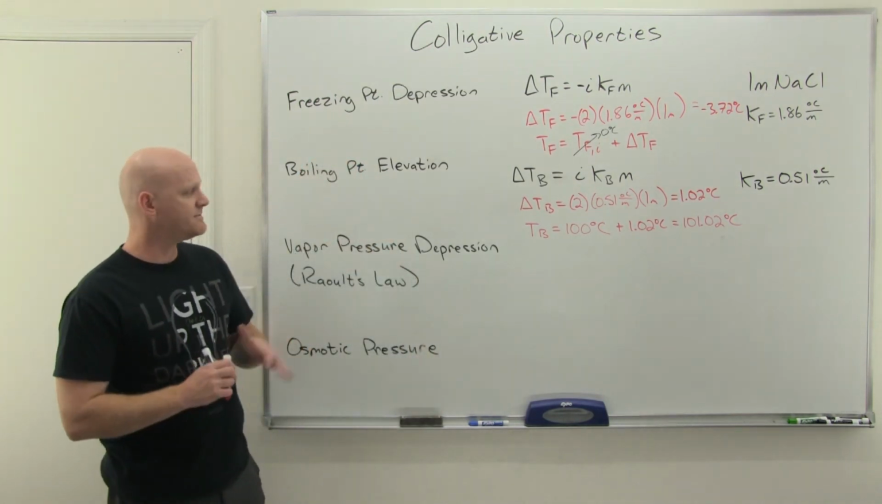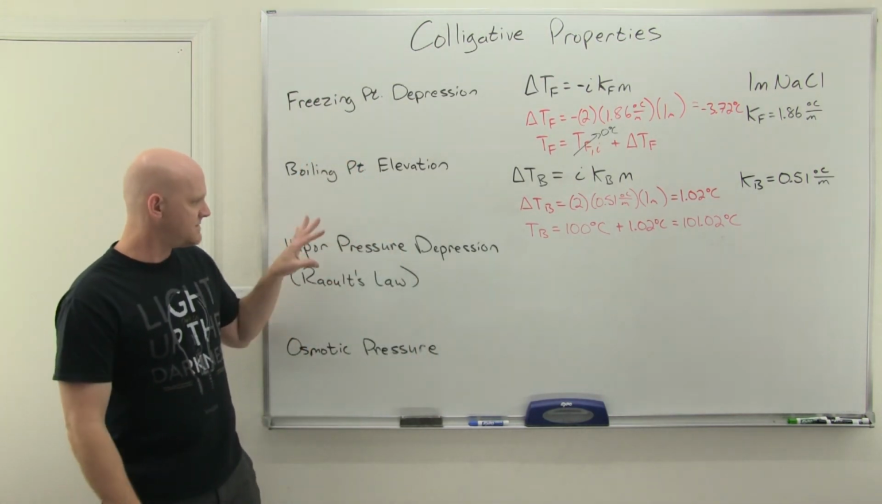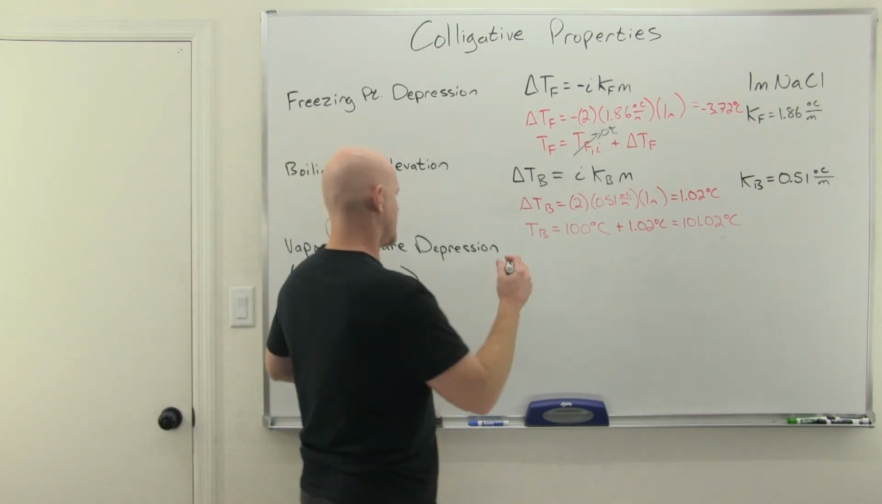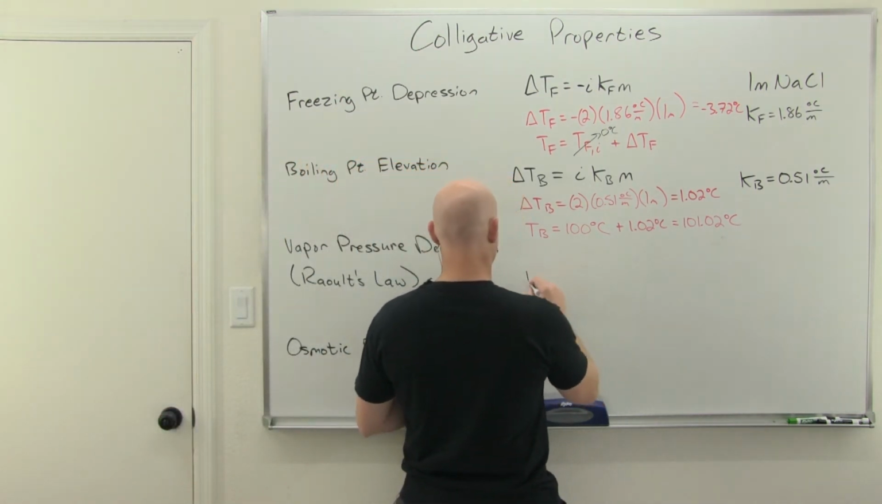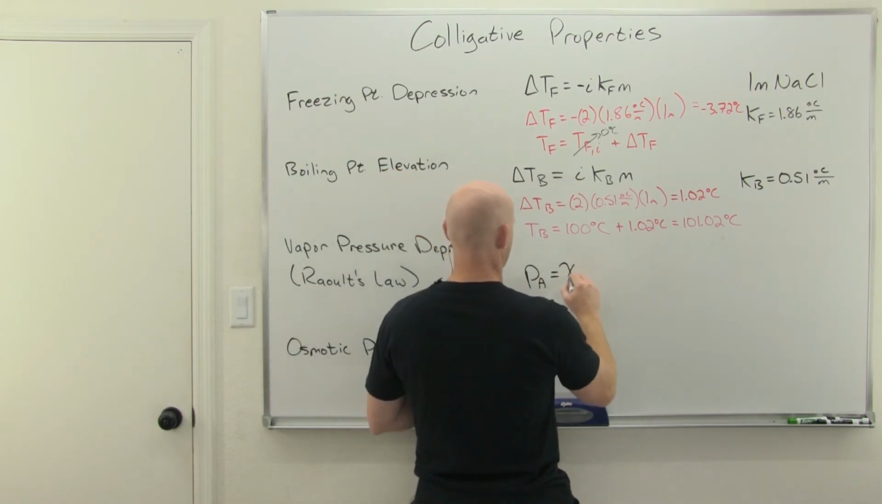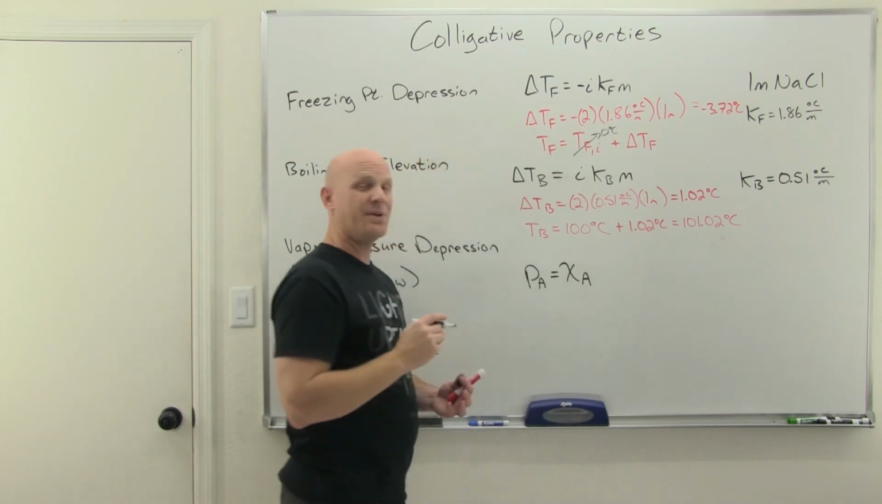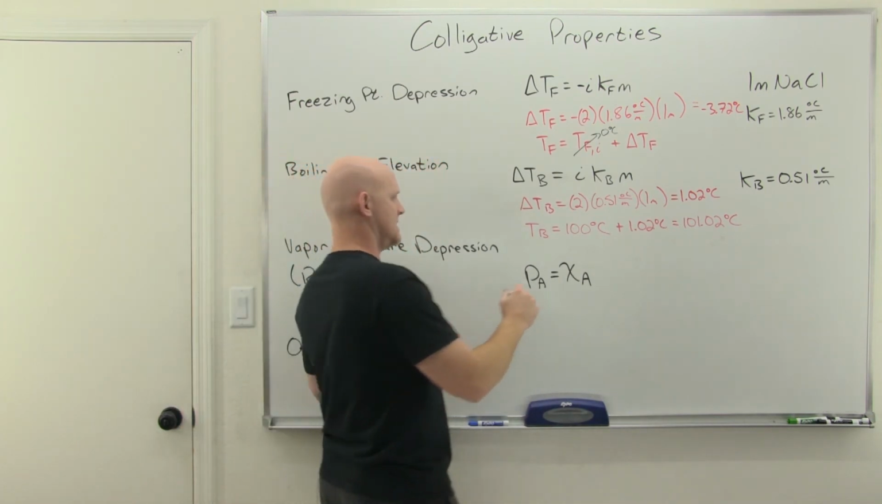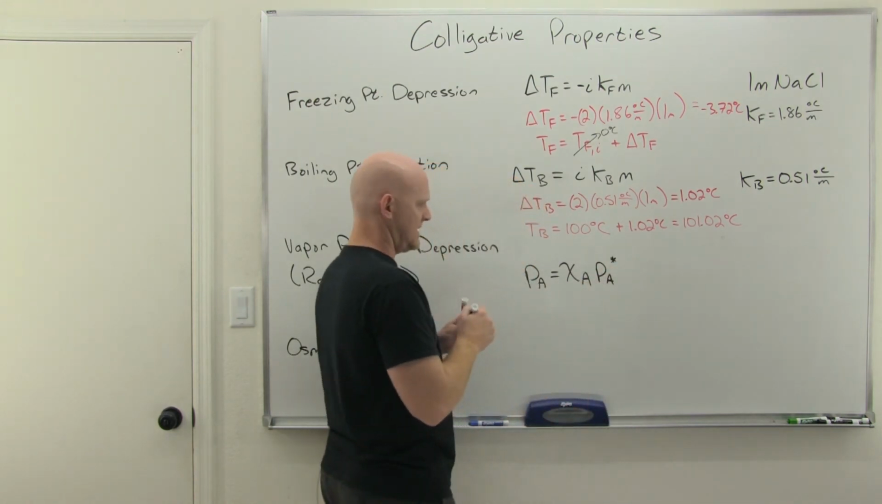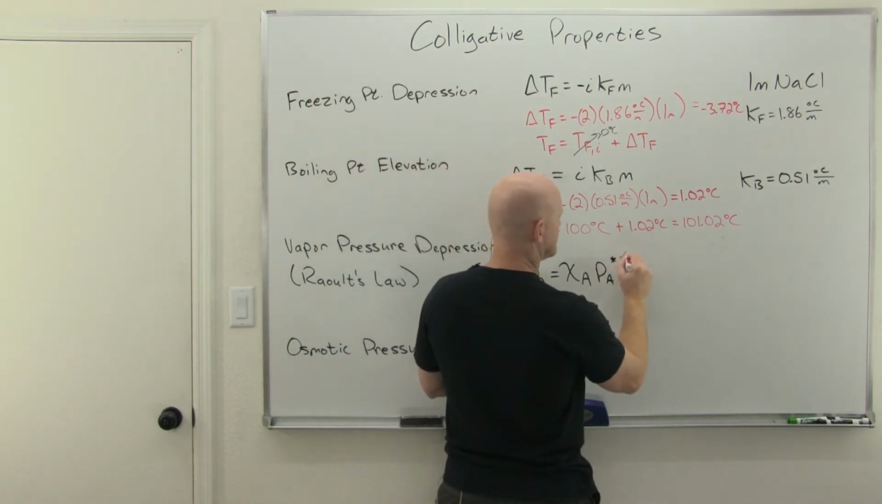All right, so let's take a look at vapor pressure depression next. And vapor pressure depression is governed by what's known as Raoult's law. So if you look on your study guide there, Raoult's law is given as partial pressure of whatever you're talking about equals mole fraction. So we're not using molalities anymore, we're using mole fractions. And then times the partial pressure of that substance, and then they give an asterisk. And that asterisk means pure.